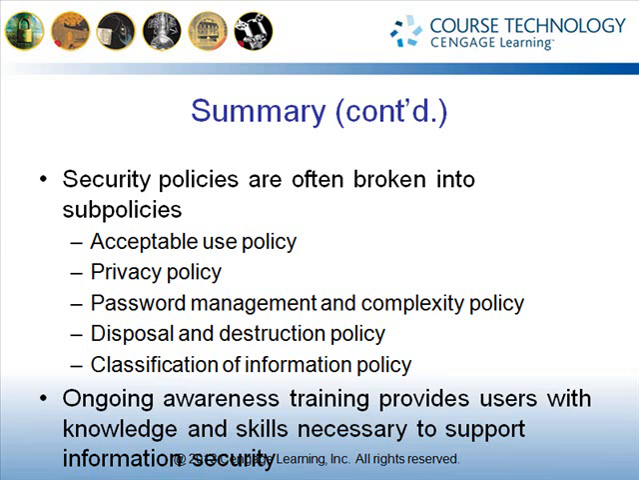We said that ongoing awareness and training provides users with knowledge and skills necessary to support information security.